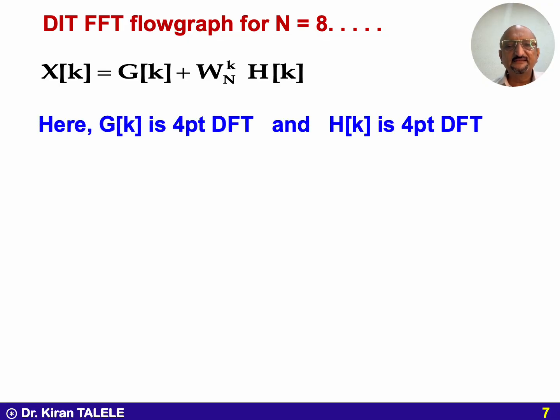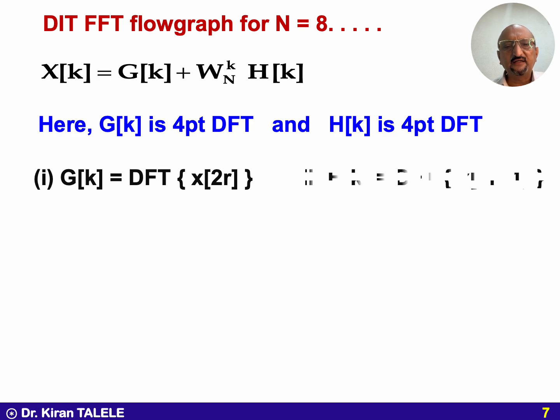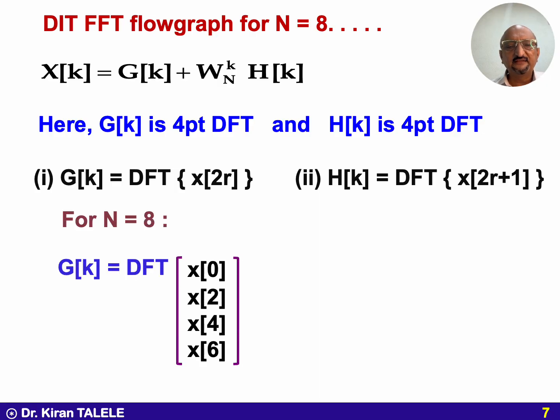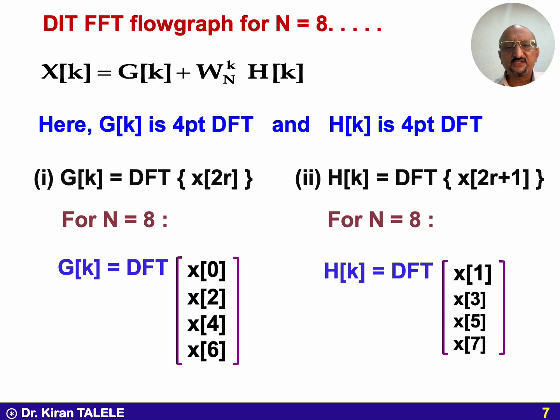What is G of k? For N equal to 8, G of k is a 4 point DFT and H of k is a 4 point DFT, such that G of k equal to DFT of x of 2r and H of k is DFT of x of 2r plus 1. x of 2r means x of n for n even, that is x of 0, x of 2, x of 4 and x of 6. H of k is DFT of x of 2r plus 1, that means x of n only for n odd.